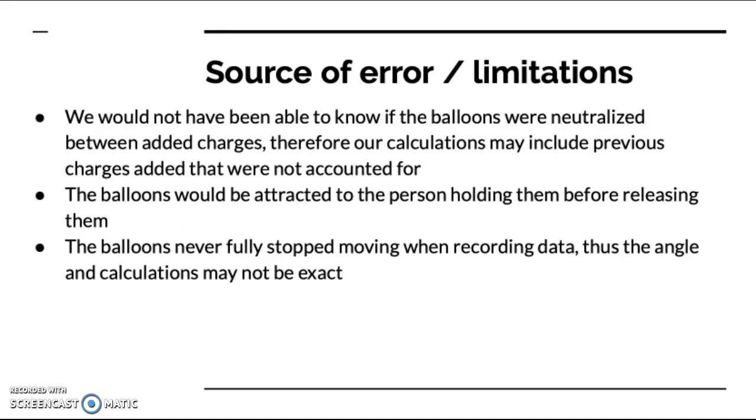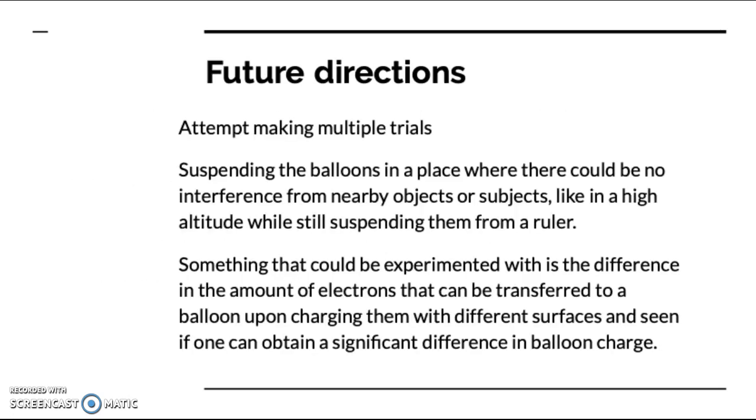Sources of error were that we would not have been able to know if the balloons were neutralized between adding charges. Therefore, our calculations may include previous charges that weren't accounted for. The balloons would be attracted to the person holding them before releasing them to interact with each other. And the balloons never fully stop moving when recording data, so the angle and calculations may not be exact. In order to trust the data more or to have more accurate data, we should have attempted to have multiple trials.